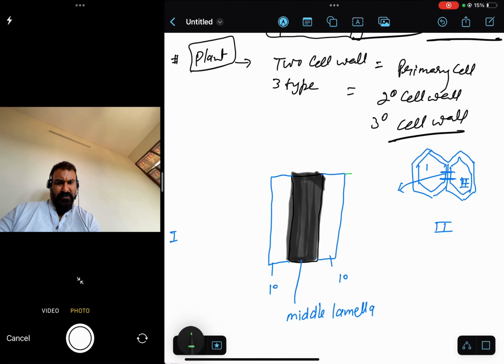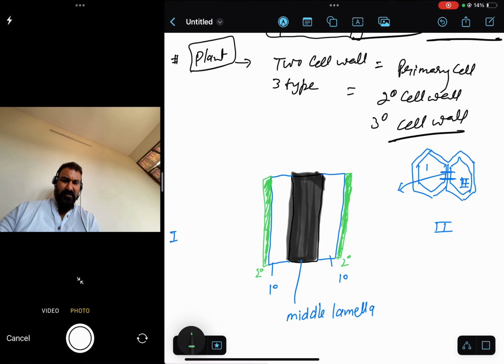Now, as the cell gets old, it starts depositing some carbohydrate around it, and this carbohydrate layer is produced inside the primary cell wall. So this is the secondary cell wall, and this is the secondary cell wall.